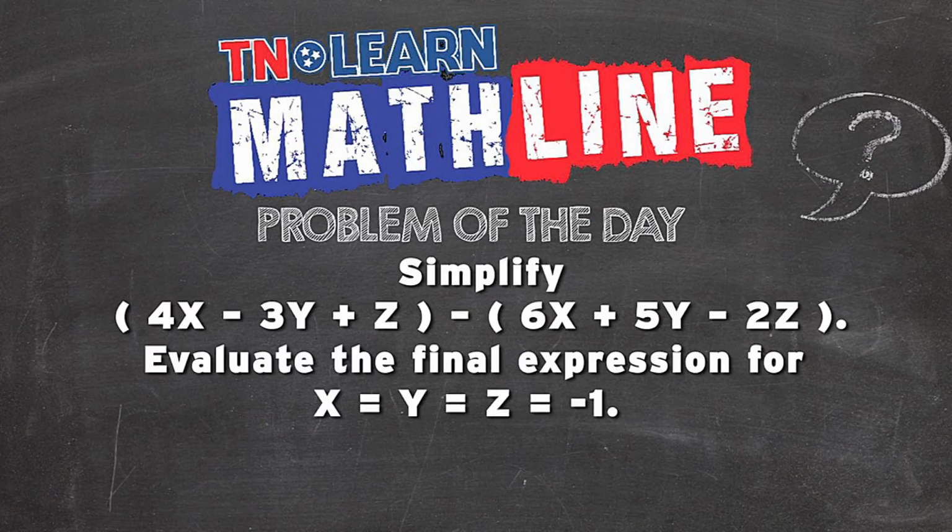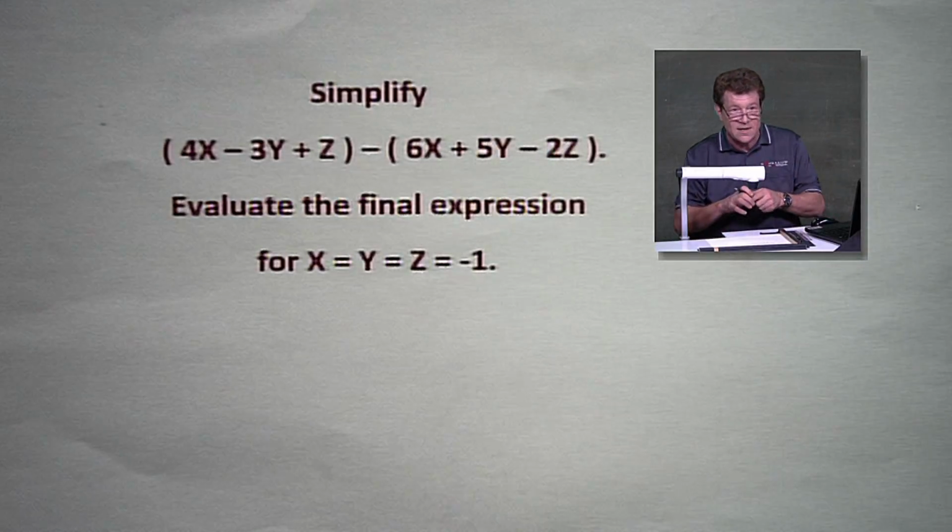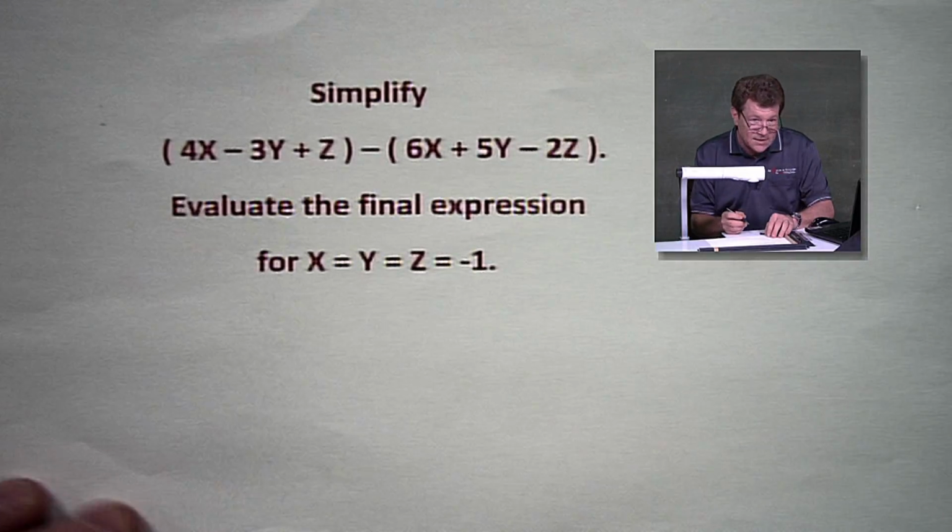the quantity 4x minus 3y plus z minus the quantity 6x plus 5y minus 2z. Okay, so first we're going to simplify that, and then after that we're going to evaluate that expression for each of our variables equaling -1. Okay, now I think you're going to find that this is just straightforward, just not that difficult.